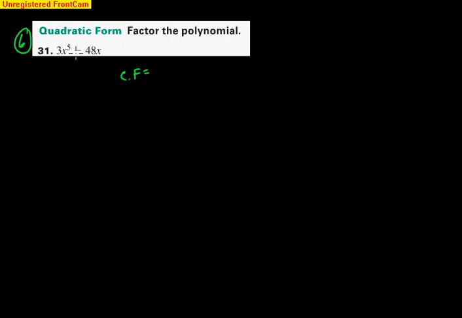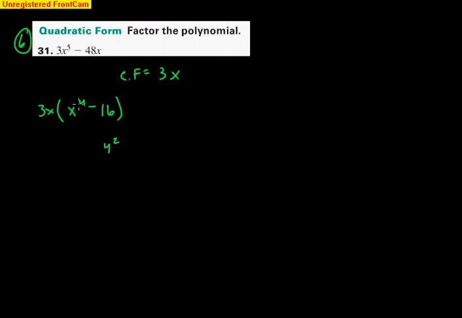Common factor. 3 and 48. 3 does go into 48, so 3 is common, and they both have x. So I can pull an x to the first power out. So our common factor is 3x. That leaves me with x to the 4th minus, and 3 goes into 48 16 times. The x came out. And now I say, can this go any further? Well, x to the 4th, well, 16 is a perfect square, right?